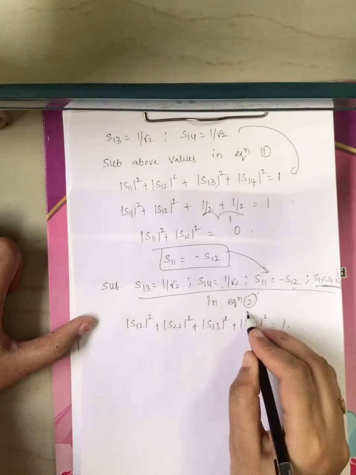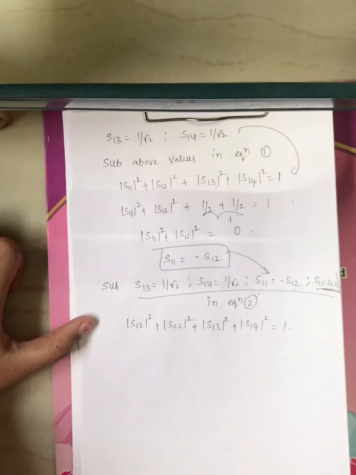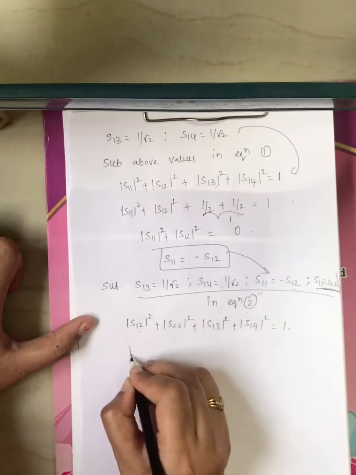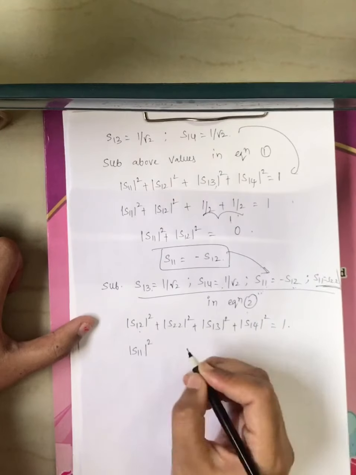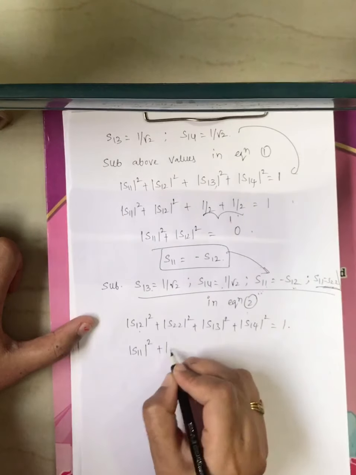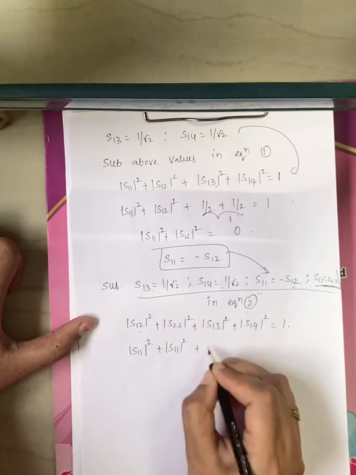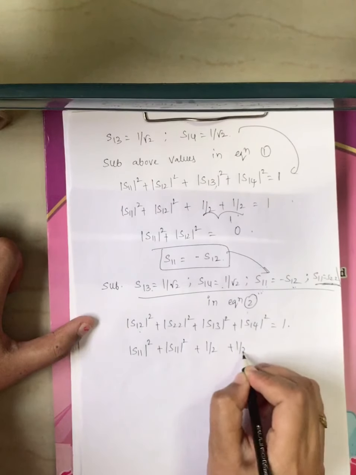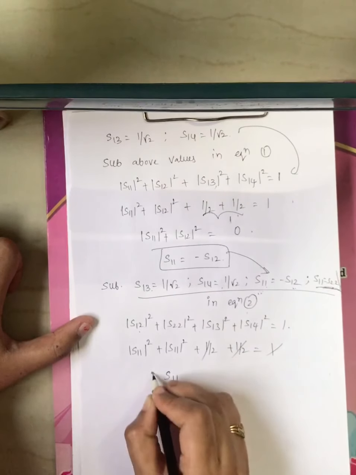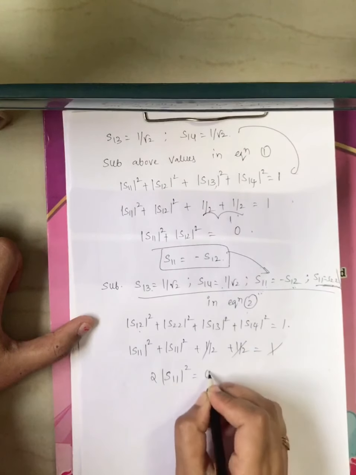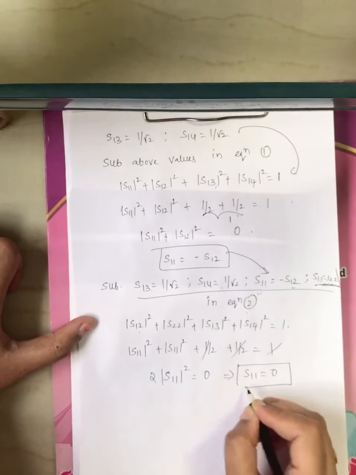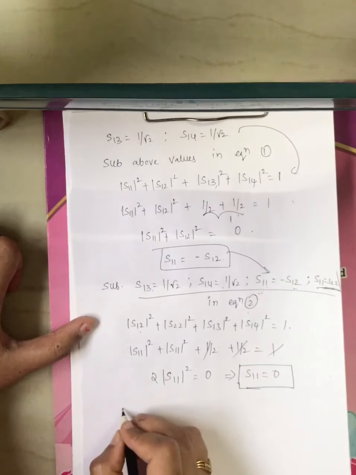Now all this together you have to substitute in equation 2. What is S12? Minus S11. You have mod over there, that's why I can write it as mod S11 square. What is S22? S11, so mod S11 square, and this is half and this is half, which equals 1. This will get cancelled, that is 2 times mod S11 square equals 0. Now S11 equals 0. We are getting S11 equals 0.